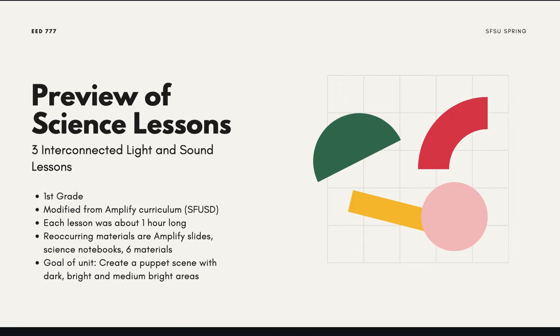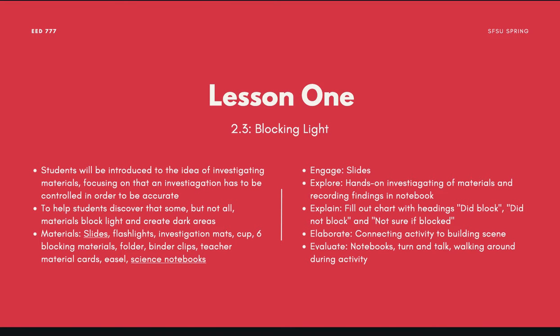So each lesson was about an hour long, and the goal of our unit that we were working on was to create a puppet scene, like a shadow puppet scene, with dark, bright, and medium bright areas. And Amplify always has a unit goal, and that's what this one was. Some recurring materials that I'll bring up are the Amplify slides, the kids' science notebooks, and these 6 materials that they keep using.